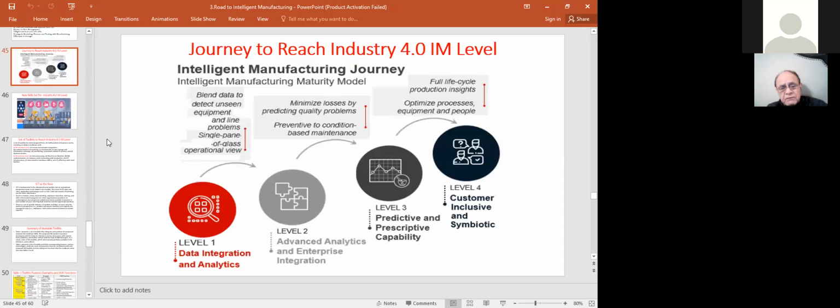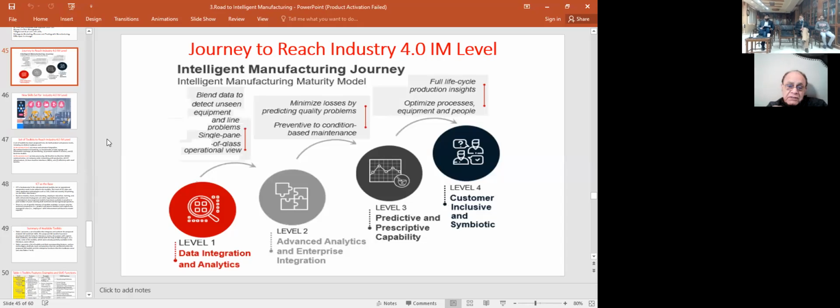This journey from conventional manufacturing to intelligent manufacturing in a nutshell looks like this. Level number one is data integration analytics. Level number two is advanced analytics and enterprise integration. Level number three is predictive and prescriptive capability. Level number four is customer inclusive and symbiotics.